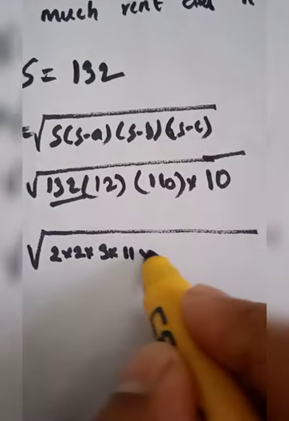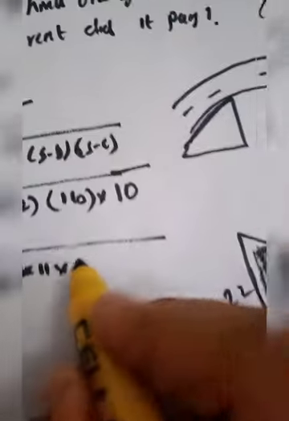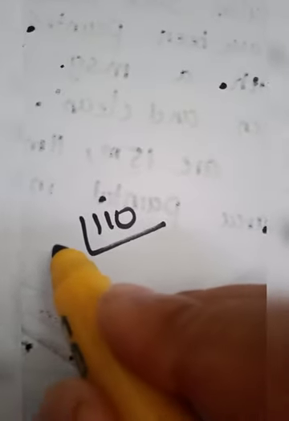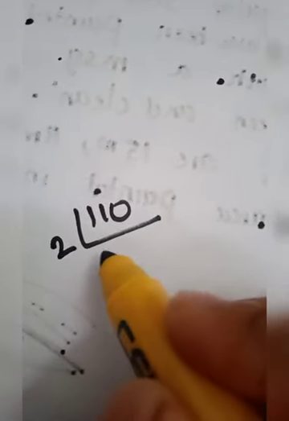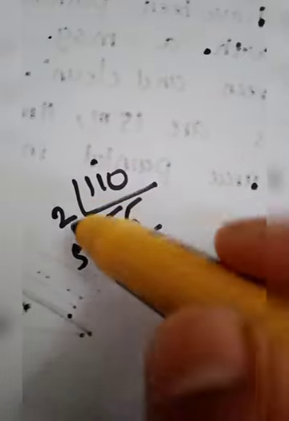Then this 12 and this 12, how can we write 12? Just prime factorize. If you have any doubt, prime factorize. 12 is 2 into 2 into 3. Then 110, again you can prime factorize. If you have any other method, you can use that. This is one of the simplest methods and very easy to understand. Yes, 2 into 5 into 11 will be the prime factorization of 110.